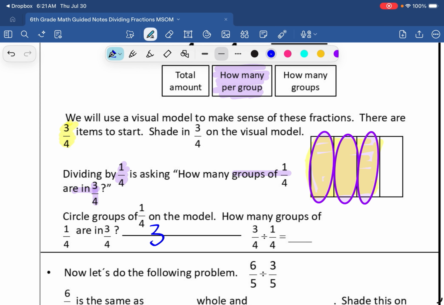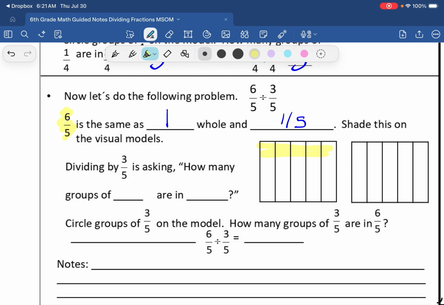Now let's do the following problem. 6/5 divided by 3/5. So 6/5 is the same as 1 whole and 1/5. So we are going to shade this on this model right here. So we have 1 whole, one entire thing, and then we have 1/5. Dividing by 3/5 is asking how many groups of 3/5 are in 6/5.